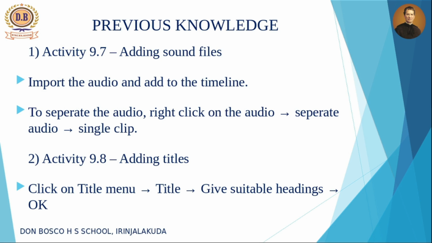Then the next activity was activity 9.8, how to add titles. We can add titles to place in front of the video. For that, from the main menus, click on the title menu and select the option called title, so that another pop-up window will appear. There you can give suitable headings, the title, subtitle, etc. We can also change the font color, background color, and choose the template options. After that click on OK. Then simply drag that title and place it in the correct place. So these are the previous activities.